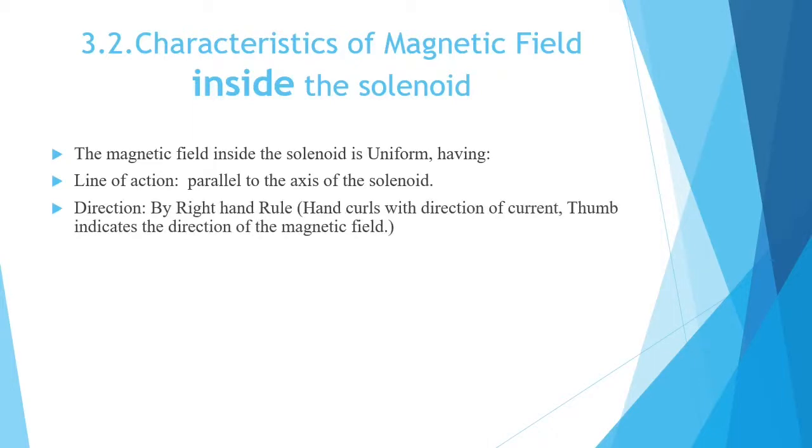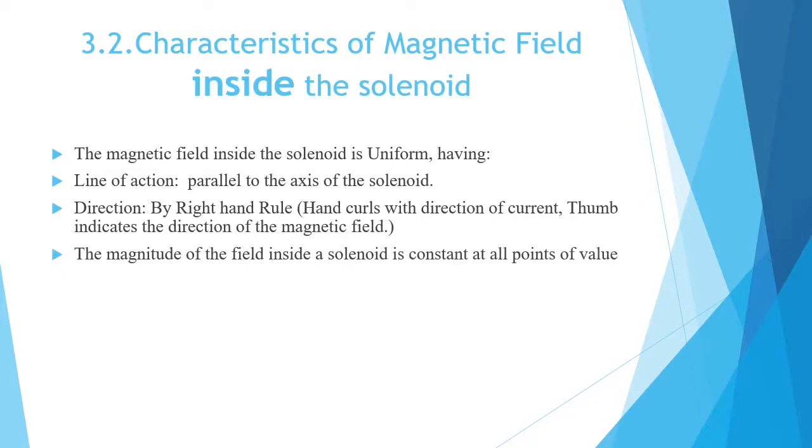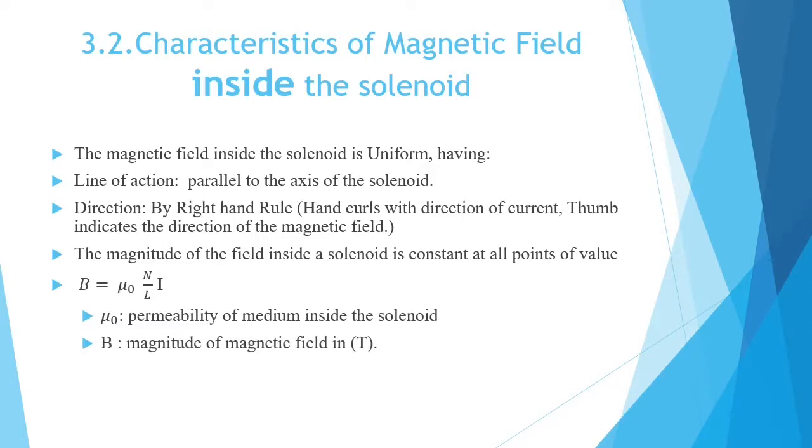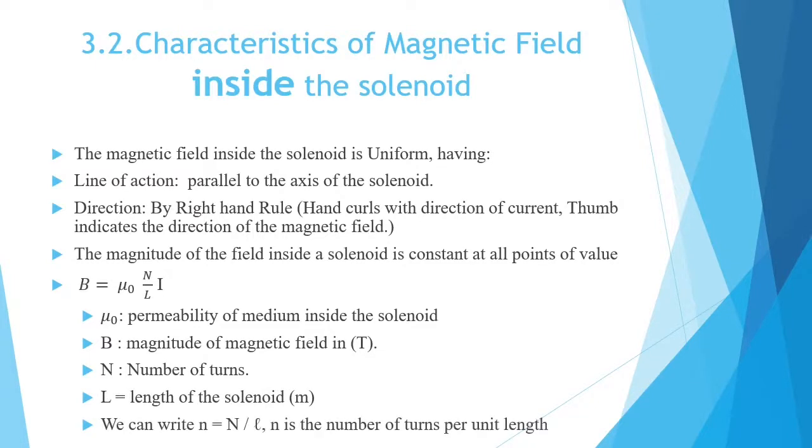However, the magnitude of the field inside the solenoid is constant at all of its points and is given by the relation B = μ0 N/L × I, where μ0 is the permeability of the medium inside the solenoid, B is the magnitude of the magnetic field inside the solenoid in Tesla, capital N is the number of turns forming the solenoid, capital L is the length of the solenoid determined in meter. However, we can denote capital N over L by small n, which represents the number of turns per unit length of the solenoid.